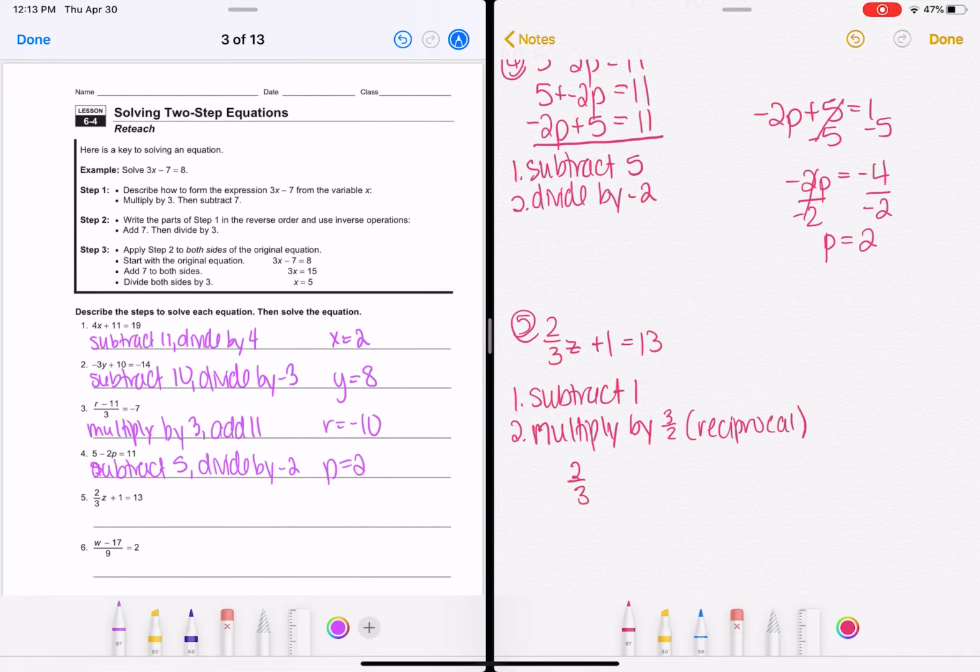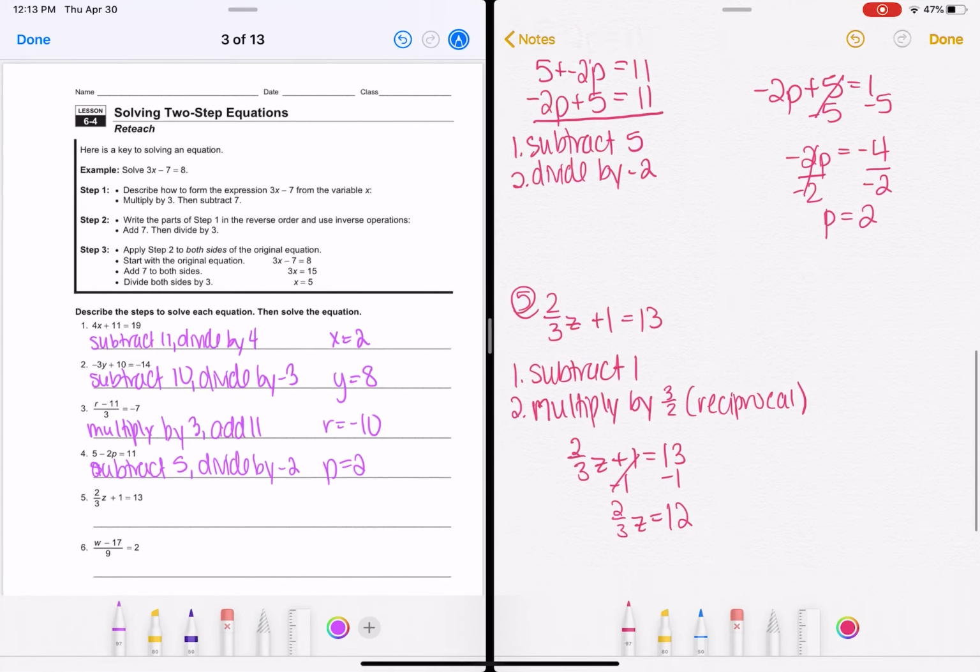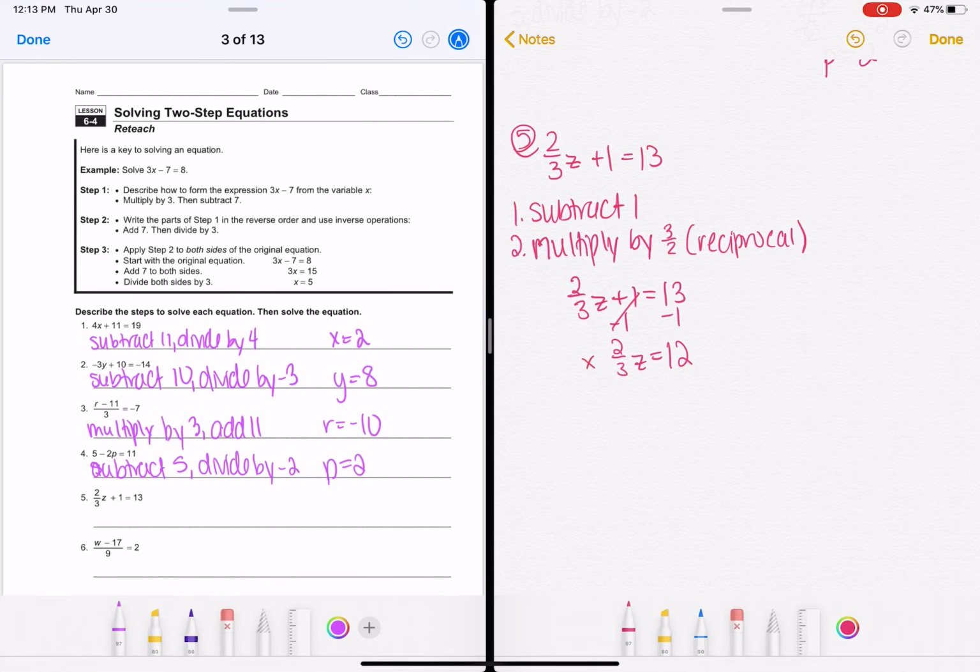So I have 2/3 z plus 1 equals 13. Subtract 1 from both sides. 13 minus 1 is 12. So now I'm going to multiply both sides by 3/2. So we can think of this as a fraction of 12/1. So 12 times 3 is 36, and 1 times 2 is 2. 36 divided by 2 is 18.